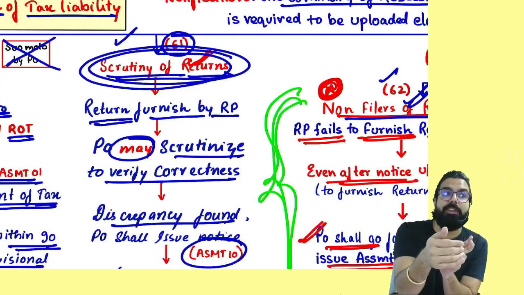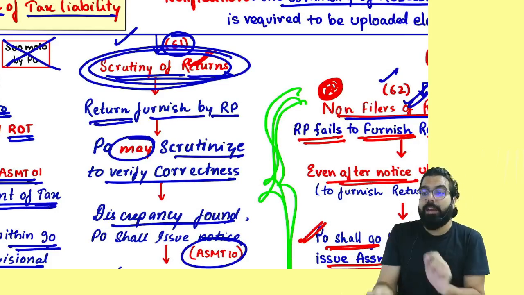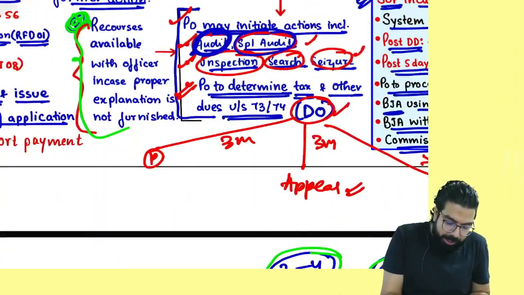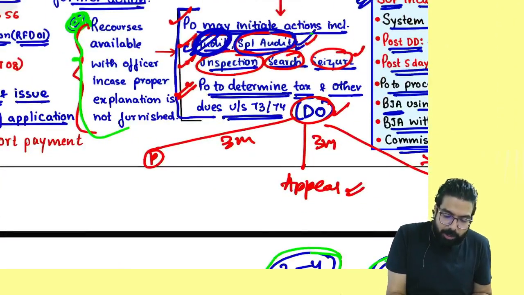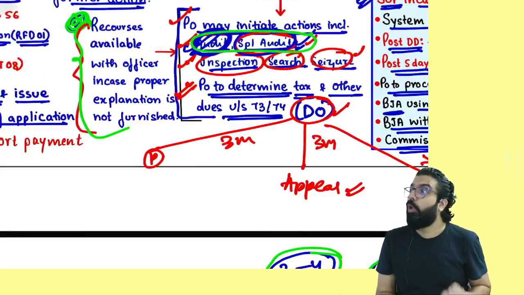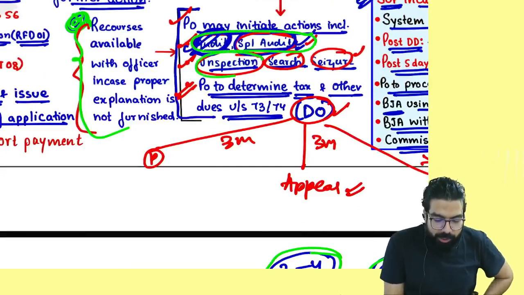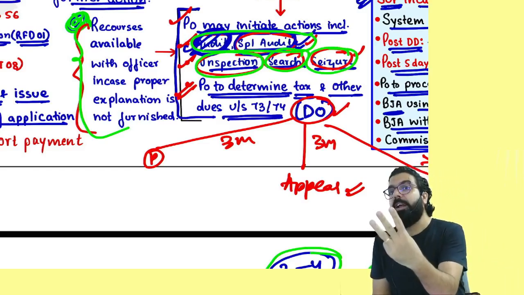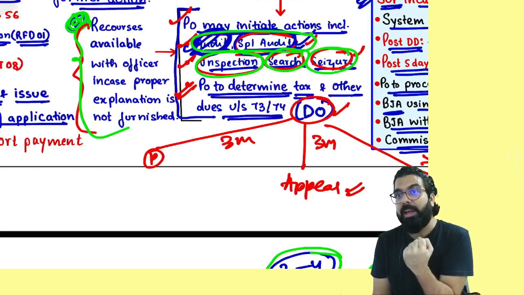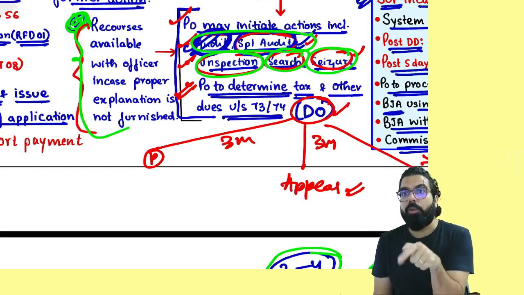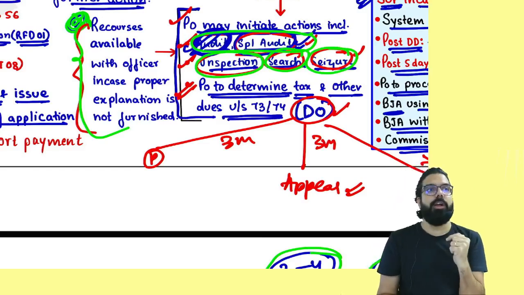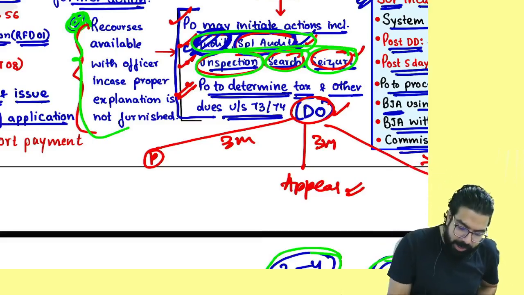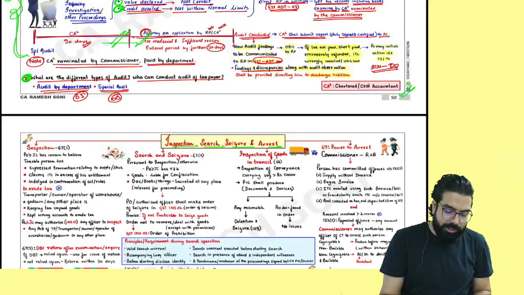He does not like the explanation, then the officer can do, first of all, audit, then he can do special audit and gather evidences. Or the officer can do inspection, search, seizure, and when he does that, he can gather additional evidences and use that and go ahead and pass a demand order. Are we clear, everyone? And here we are in the chapter of inspection, search and seizure.